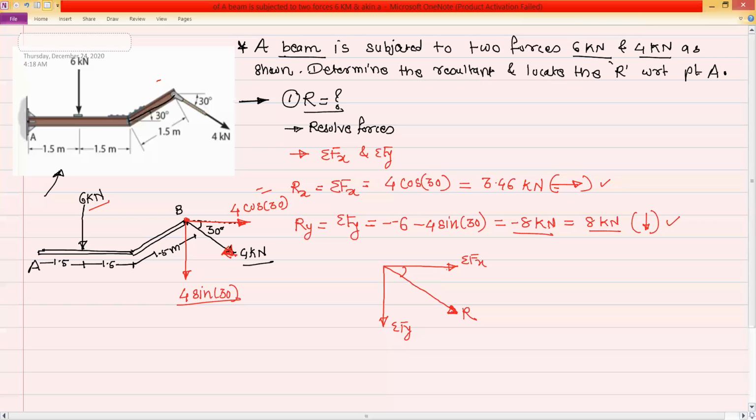And this angle with respect to x-axis is taken as theta. Okay. So theta we can find out by using the formula tan inverse summation Fy divided by summation Fx. When you use this formula, just put the positive values only. So it is tan inverse 8 divided by 3.46. So your answer is 66.61 degree.